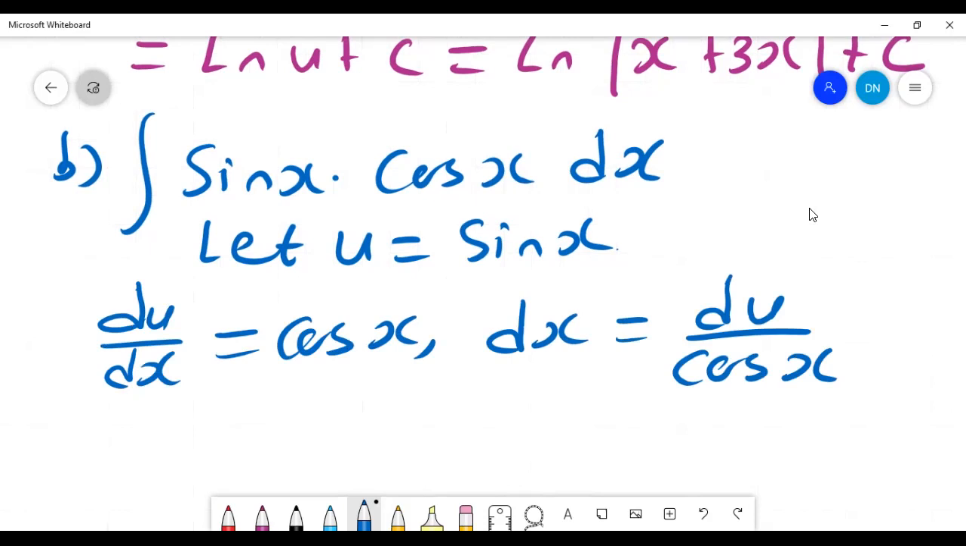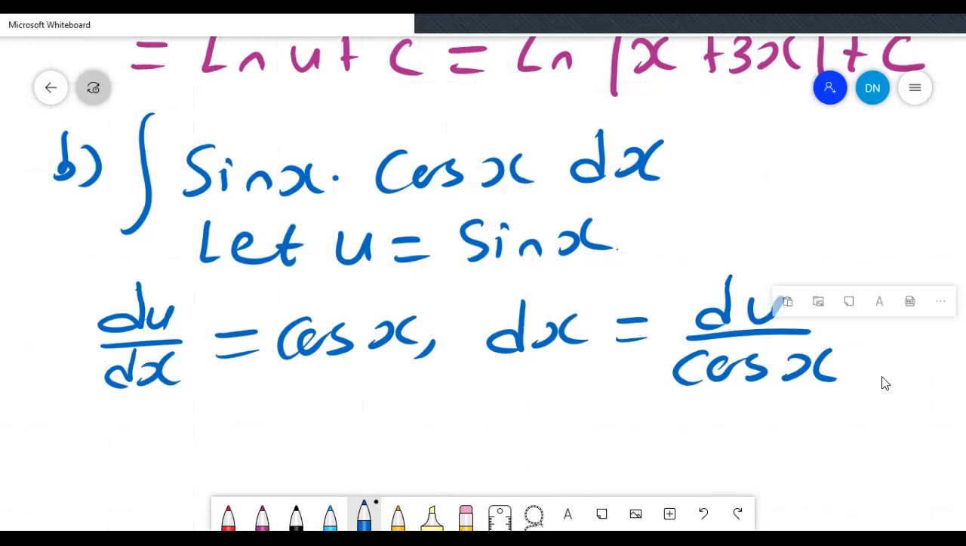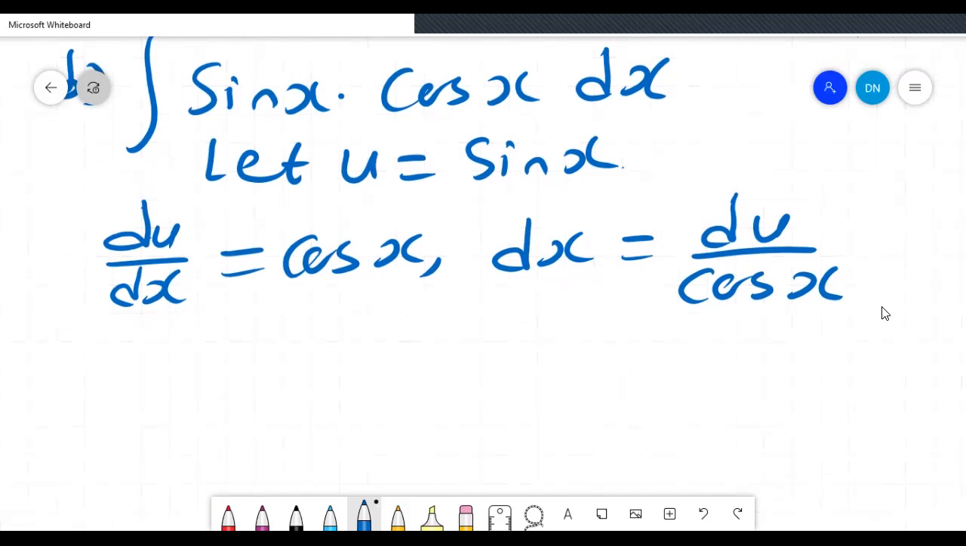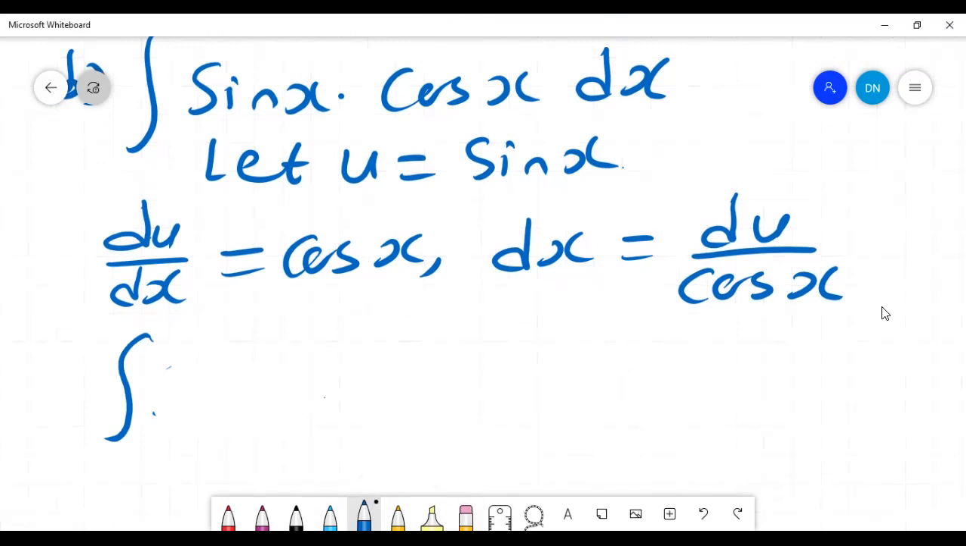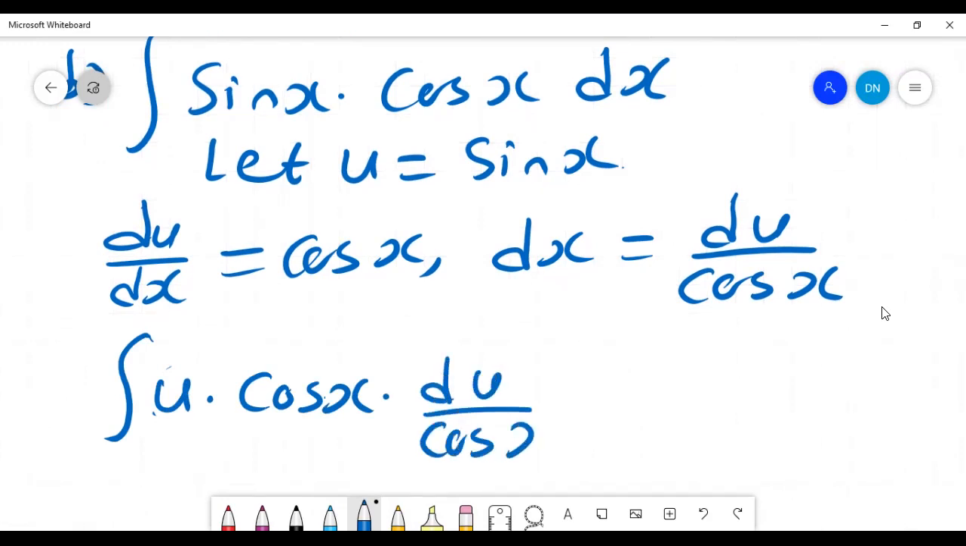Now, let me go back to the function and write it down. So I substitute back. Instead of writing sine x, I'm going to write u. And then I'm going to put cos x. Instead of dx, I write du over cos x. And again, those two cancel, and I'll be left with an integral of u du.